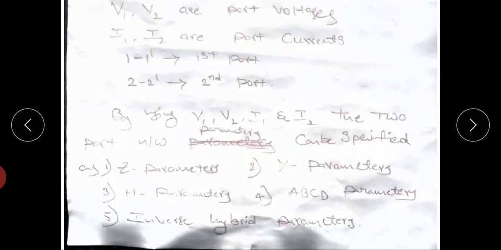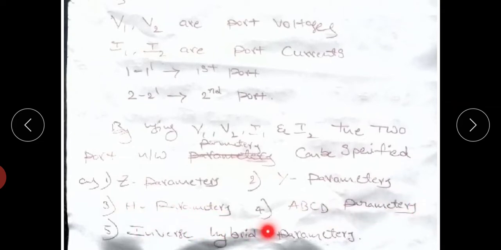V1 and I1 are the first port voltage and first port current. V2 and I2 are the second port voltage and second port current. Next, V1, V2, I1, I2 are called network variables. By using V1, V2, I1, I2, the two-port network parameters can be specified into the following types: Z parameters, Y parameters, H parameters, ABCD parameters and inverse hybrid parameters. These are the different types of two-port network parameters.